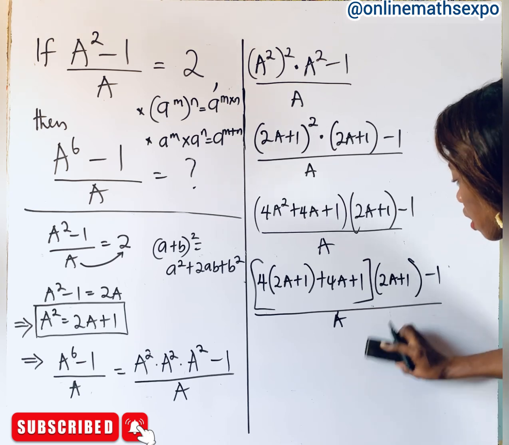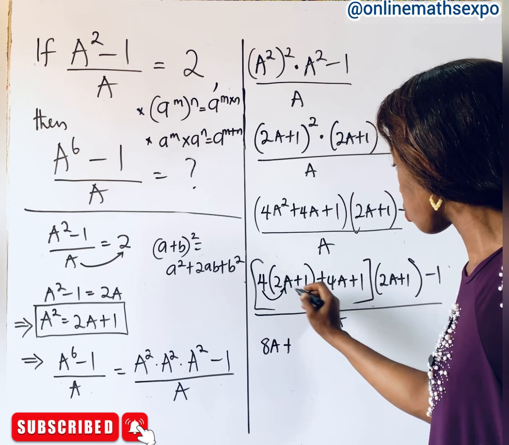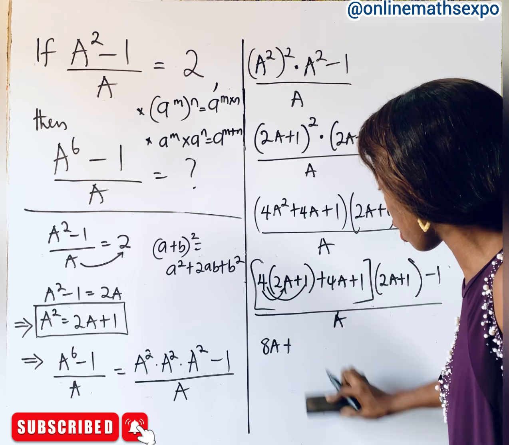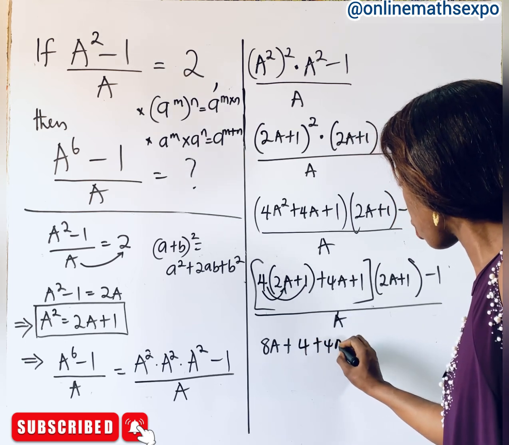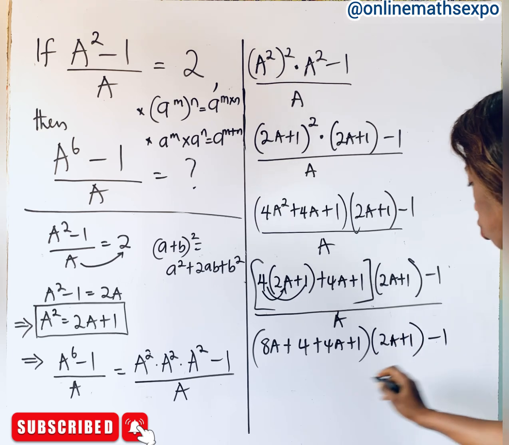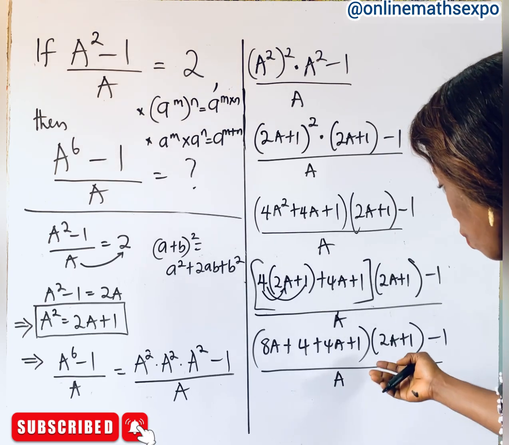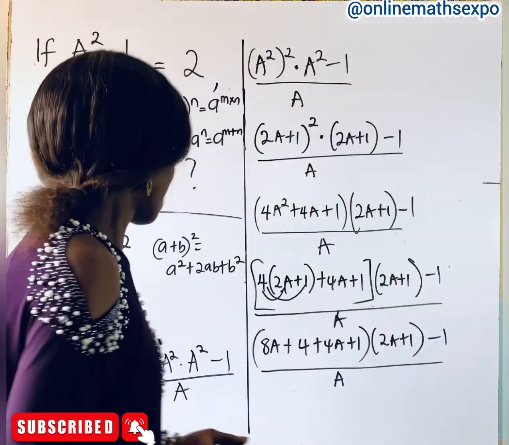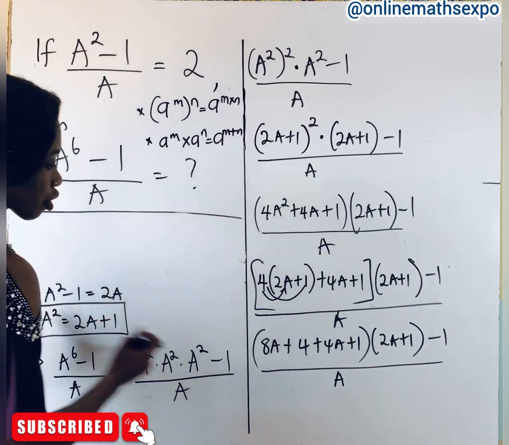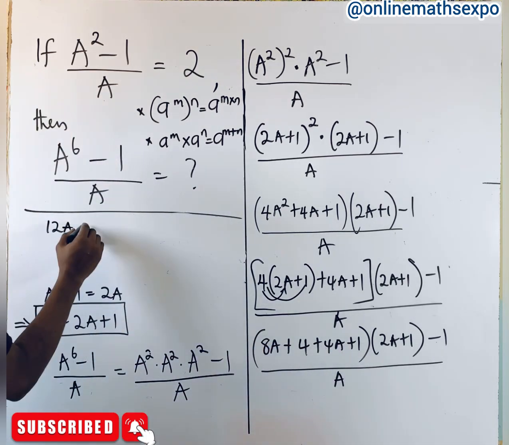So if you simplify again, this will multiply, we have 8a plus this multiplies this will give you 4. So we have 4 here plus 4a plus 1, then multiplying 2a plus 1 minus 1 all over a. Okay, so let's simplify again. So we're going to now have, we take it to this side. So in that case, this is going to give us 8a plus this will give us 12a. This plus this will give us 5.